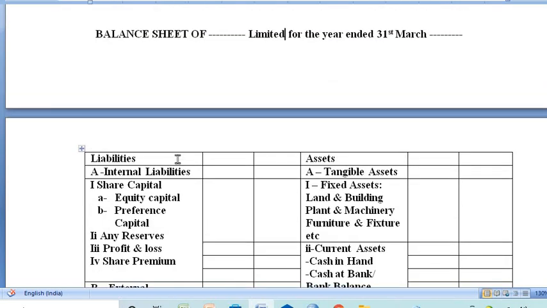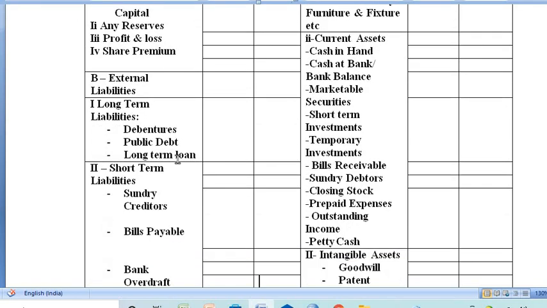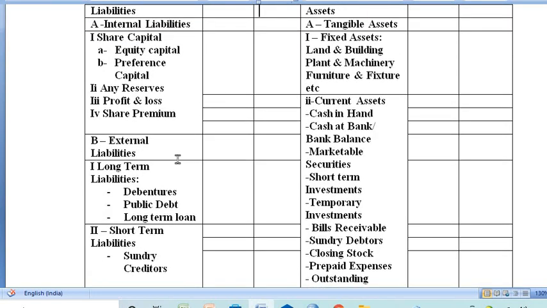Then next we'll see the other side of the balance sheet, which is asset. Here for ratio purpose I classify the asset into 3 categories: number 1 tangible asset, number 2 intangible asset, and number 3 fictitious asset. First we'll see what is the term tangible asset. The assets which can be seen, touched and felt, those assets we can call tangible asset. Under tangible asset I have again classified into 2 categories: one is fixed asset and number 2 current asset. Under fixed asset I mentioned land and building, plant and machinery, furniture and fixture, etc.